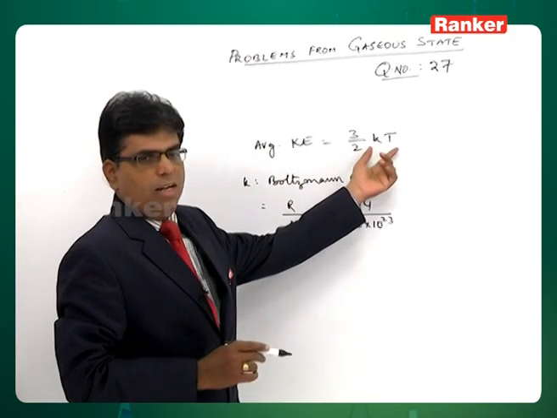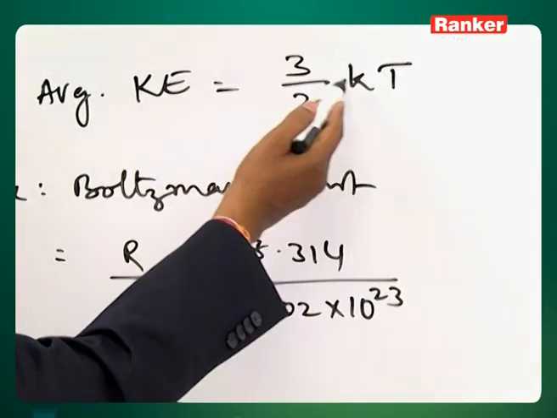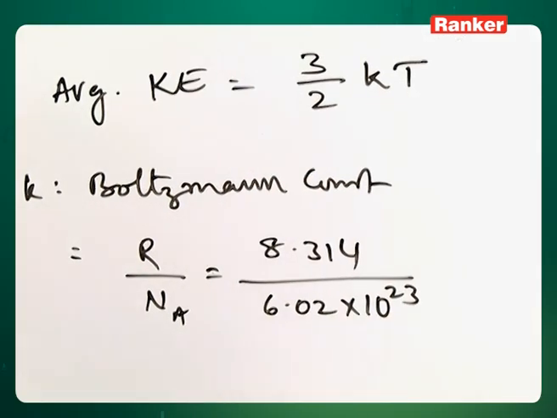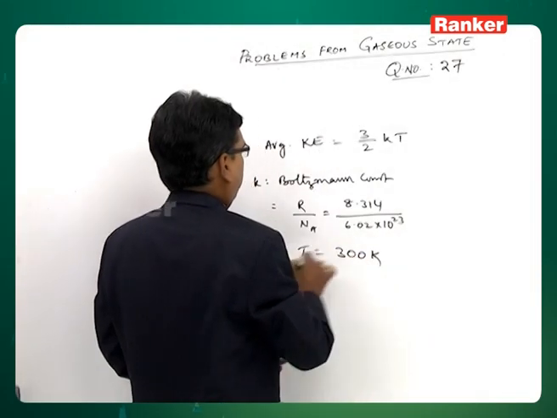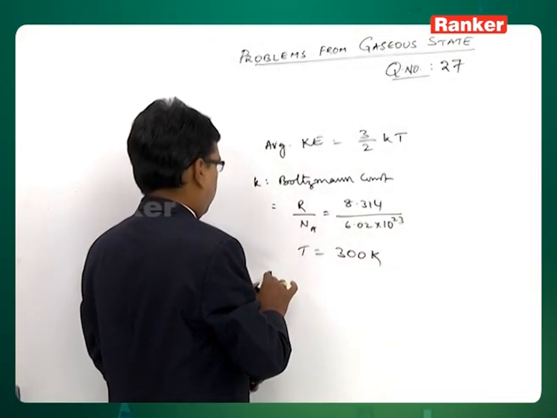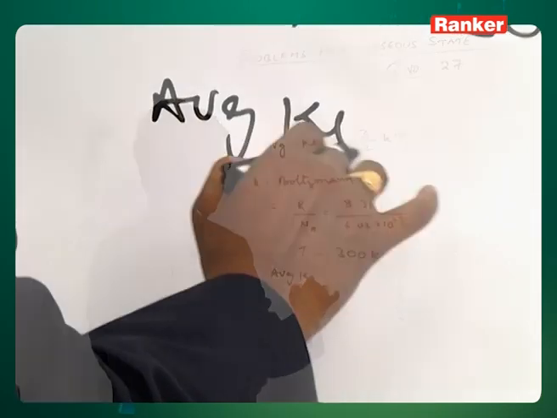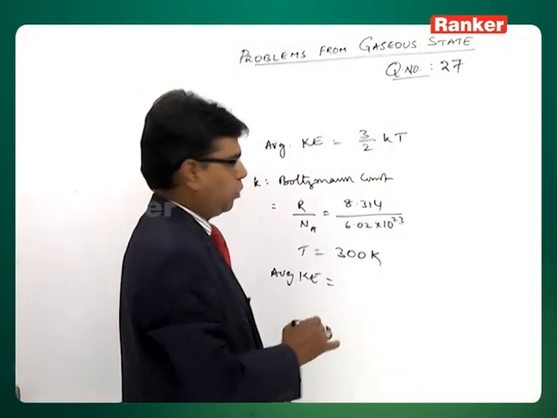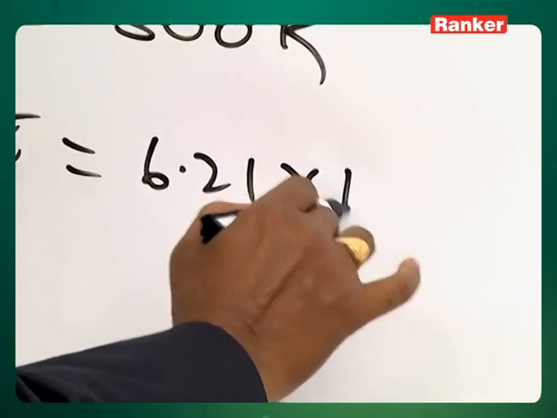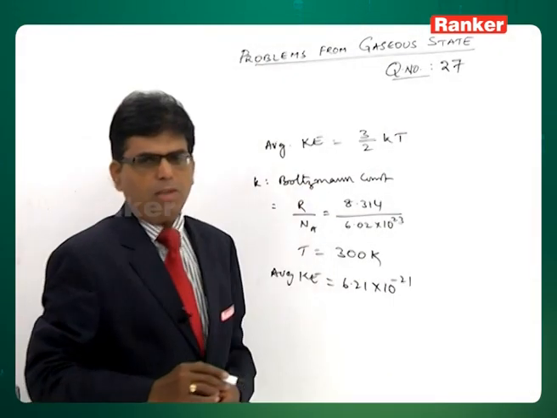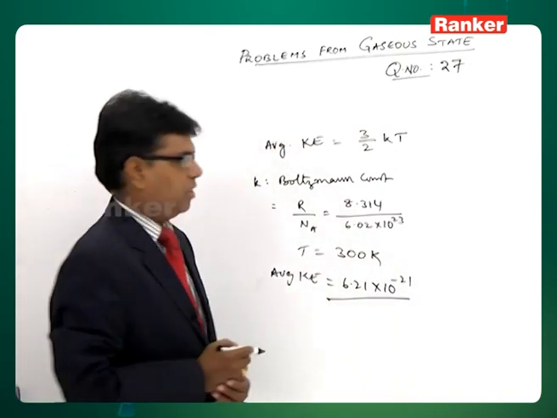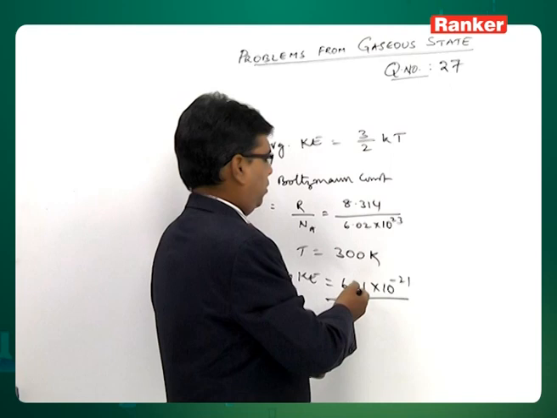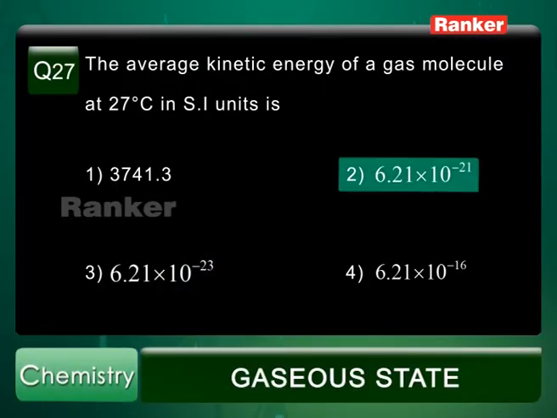It is a constant, and if you substitute it at a temperature of 27 degrees Celsius, so the temperature is given as 300 Kelvin, the answer you will get for the average kinetic energy is 6.21 into 10 power minus 21. This is the average kinetic energy in SI units. 6.21 into 10 power minus 21 is the correct answer.